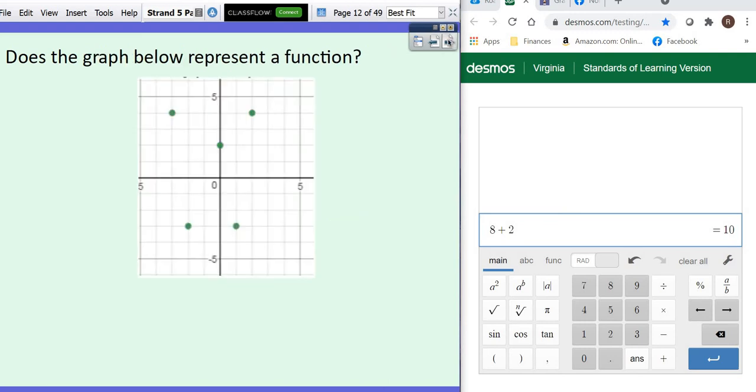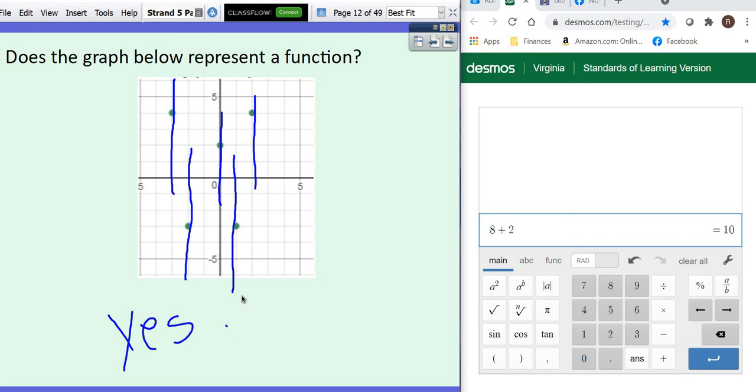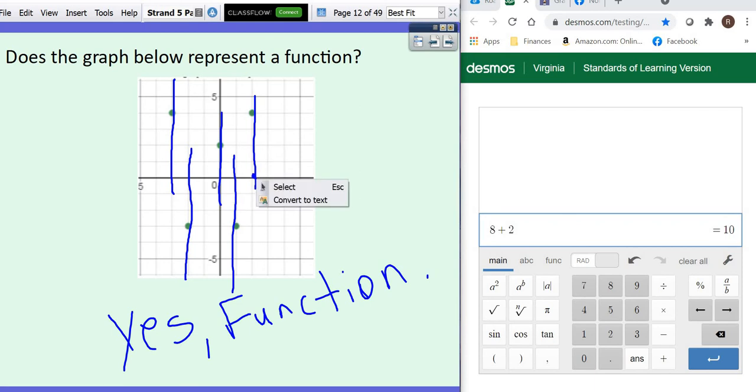All right, let's look at the next one. Does the graph below represent a function? Well, let me see. If I drew a line here, nope, only touches 1 point. Same for that one. Same for that one. There you go. So this is definitely a function because no line touches a point more than once. So that is a function. If I'd had another point like right here and it touched it twice, then it wouldn't be, but I didn't.